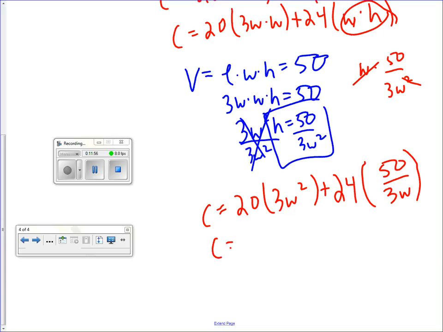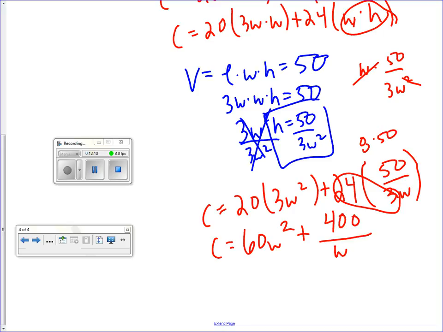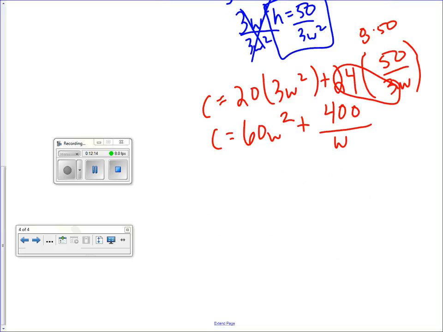And I'm going to simplify even further. 24 divided by 3 is 8. So I'm doing 8 times 50, which would be 400 over W. So I want to find the minimum. So I'm now ready to optimize this equation by finding its derivative.